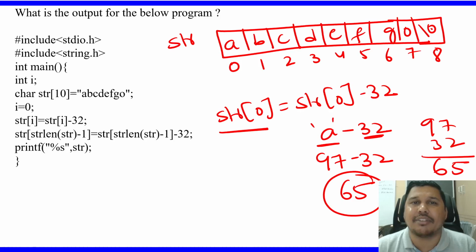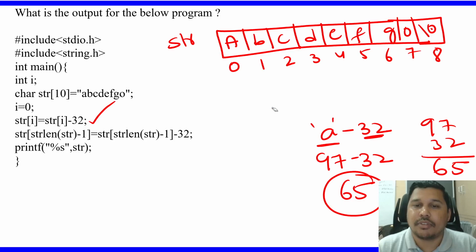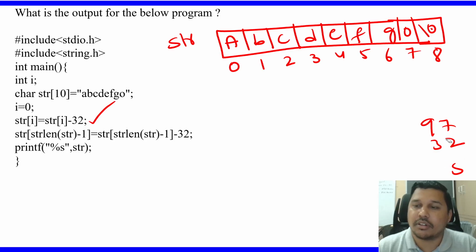This 65 I am trying to assign to a character variable. str[0] is a character variable, so what will it store? It will store the corresponding character. What is the corresponding character for ASCII value 65? It is capital A. So in this memory, the small a will become capital A. With this statement, that is the change happening. Next statement. Let's see the next statement here. I am having str. Let's find out the right hand side first.